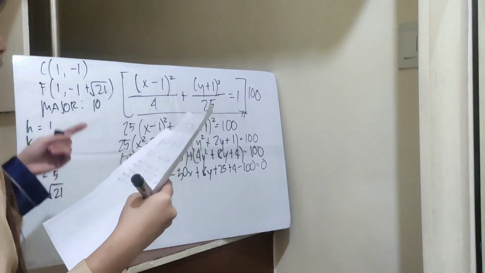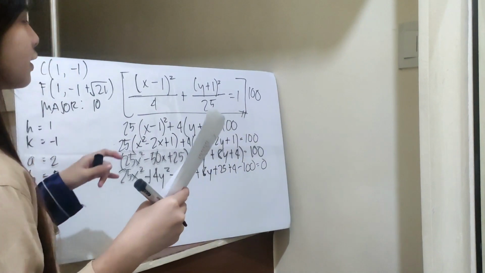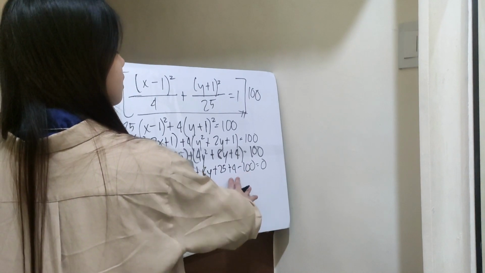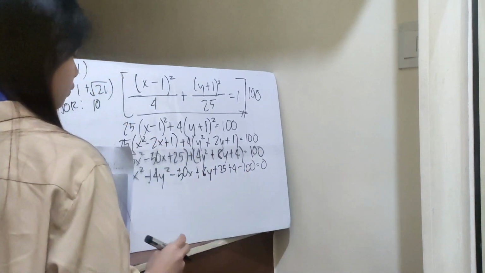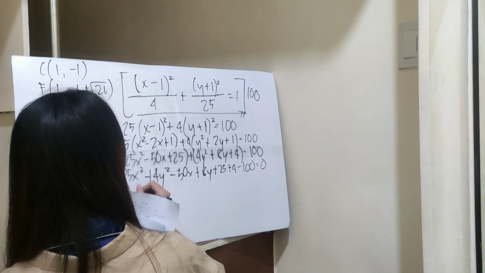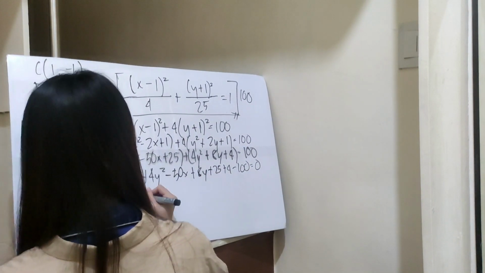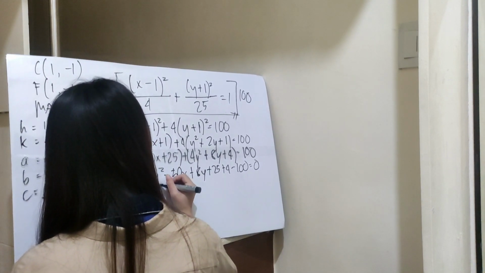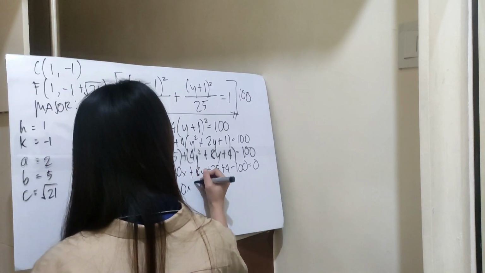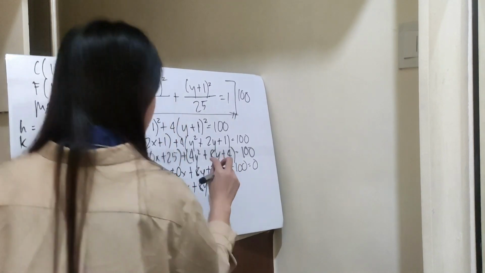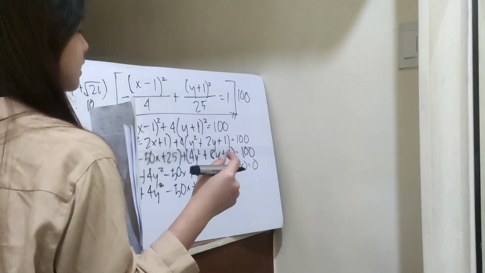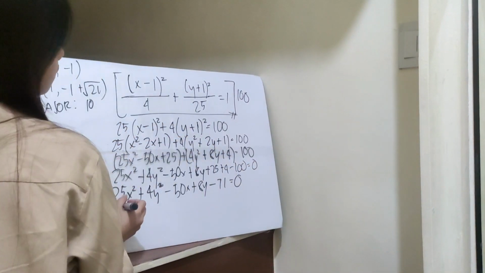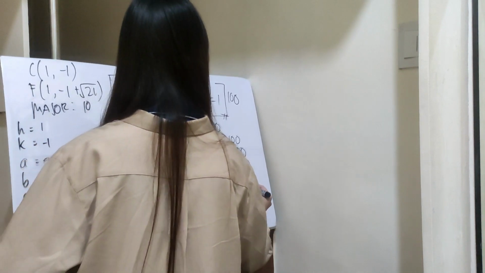From there on, we are now closer to the general equation. We just have to combine the constants, adding 25 plus 4 and subtracting 100. So we can arrange this again in its general form, which will be 25x squared plus 4y squared minus 50x plus 8y. 25 plus 4 is 29, minus 100 is negative 71, equals 0. So this is now our general equation.